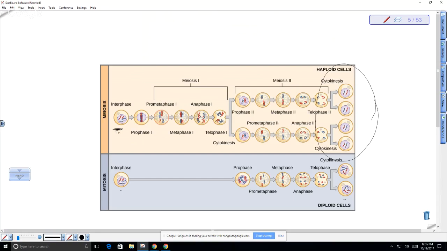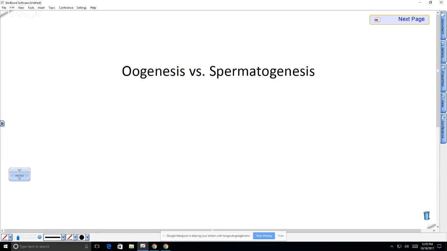Now, it is different depending upon whether you are male or female. Okay. So we're going to talk about the formation of eggs, which is called oogenesis. You pronounce that O twice. And spermatogenesis. Okay. So let's look at sperm first.